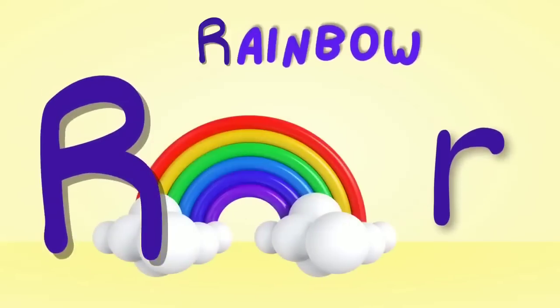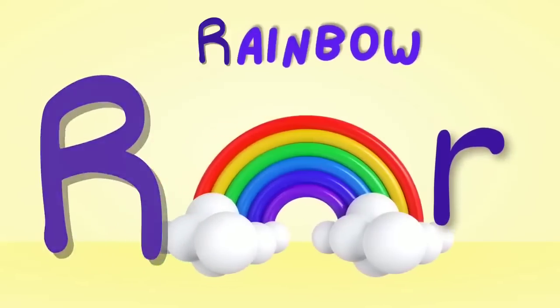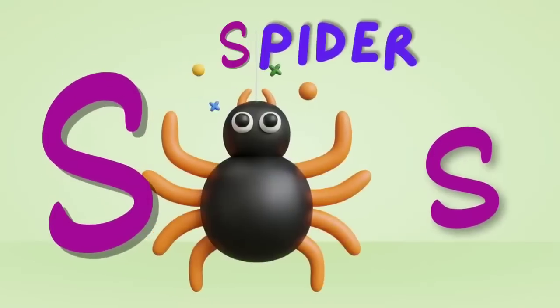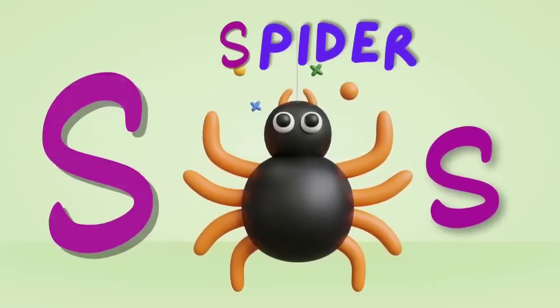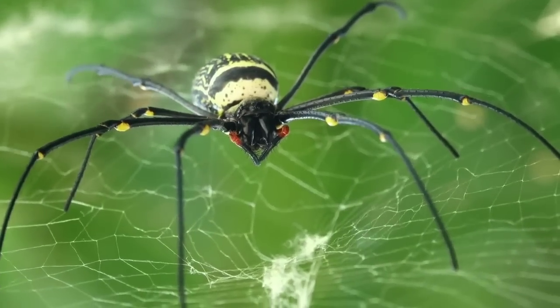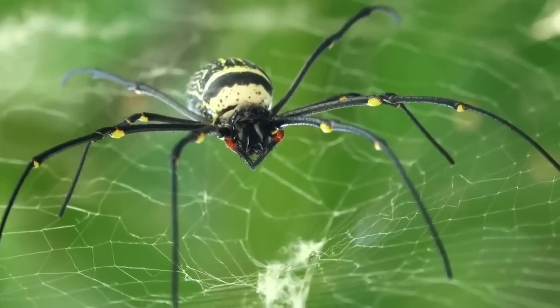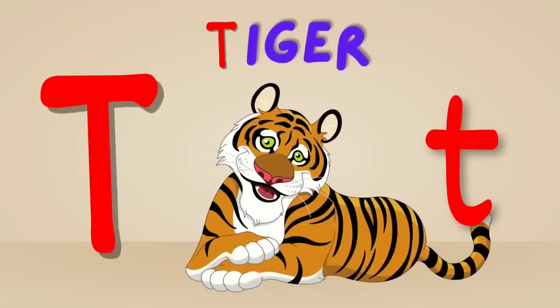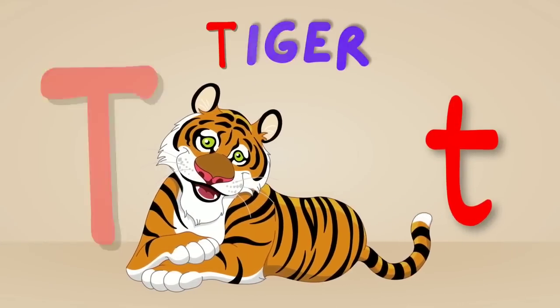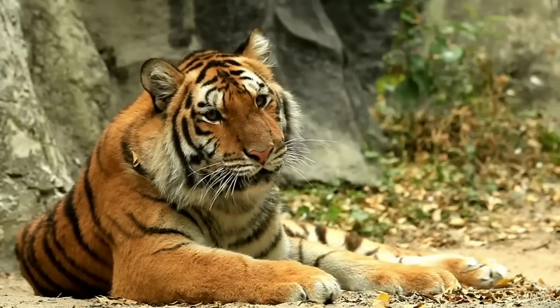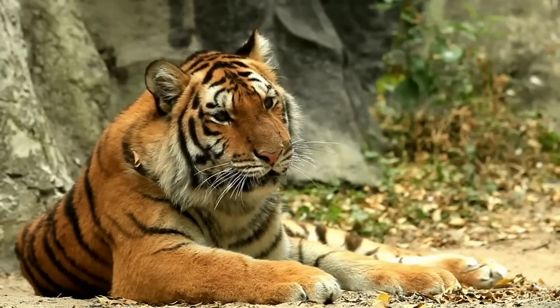R is for rainbow, rainbow, rainbow. This is a rainbow, rainbow, rainbow. S is for spider, spider, spider. This is a spider, spider, spider. T is for tiger, tiger, tiger. This is a tiger, tiger, tiger.